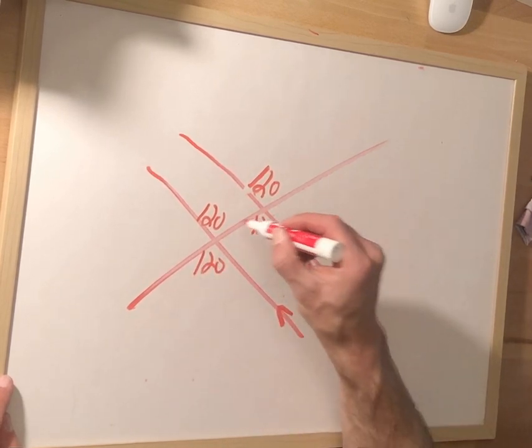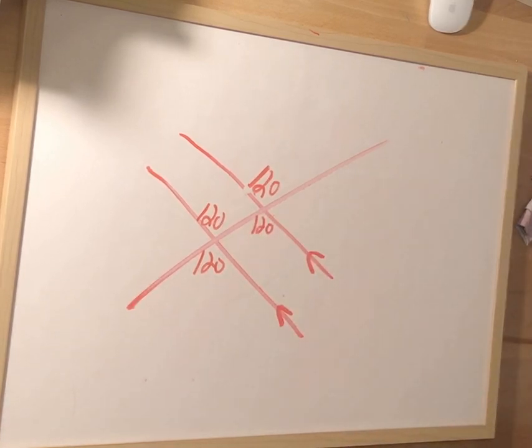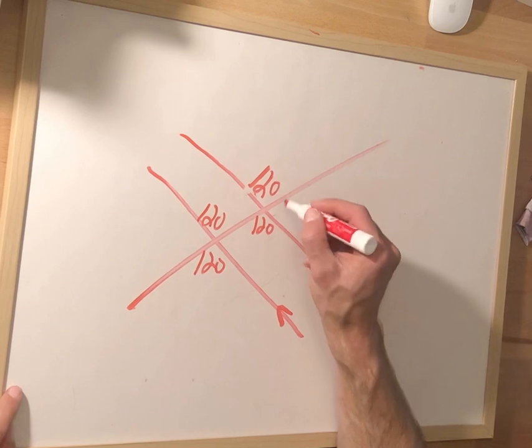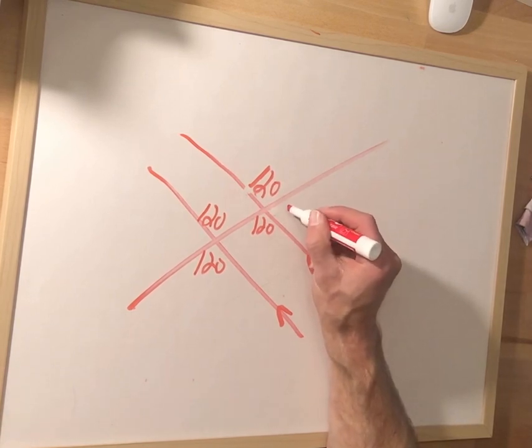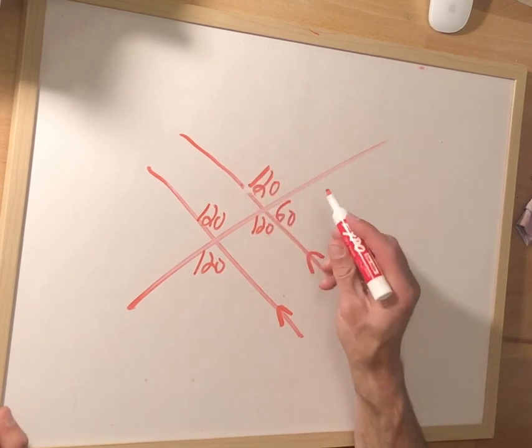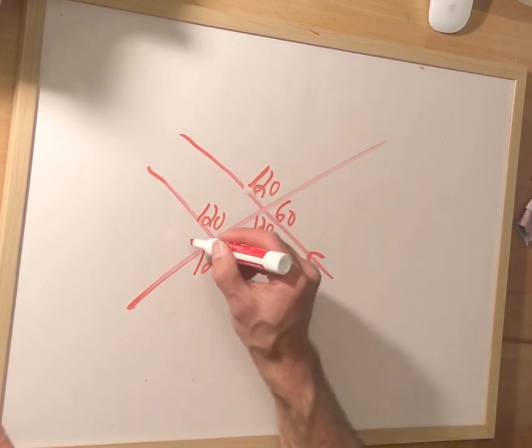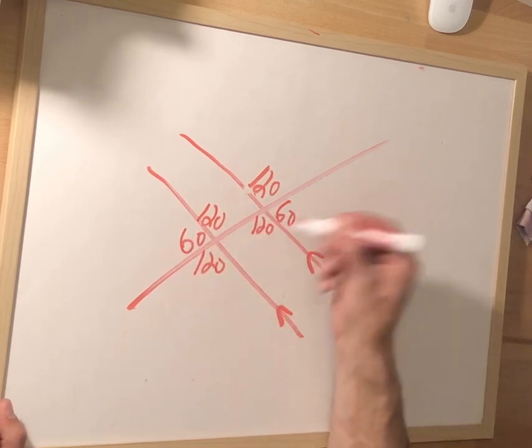Or these are called alternate interior angles, and they're the same. You see how everything works out? Okay, this is 120. This would have to be 60 to give me 180 degrees. Now look, 60 degrees, these are called alternate exterior angles. Everything works out no matter how you do it.